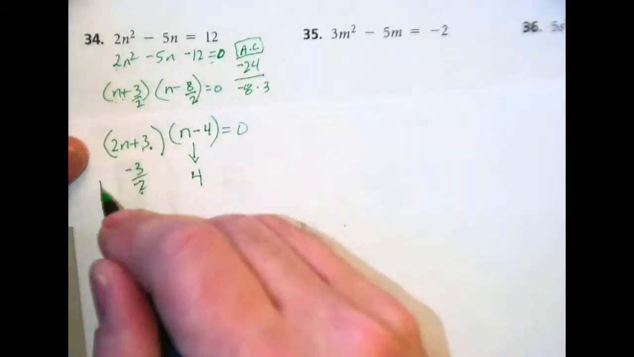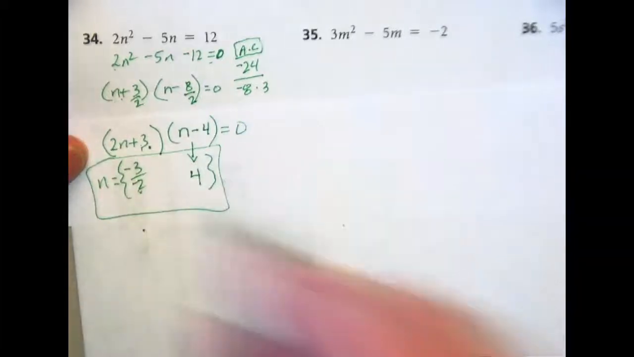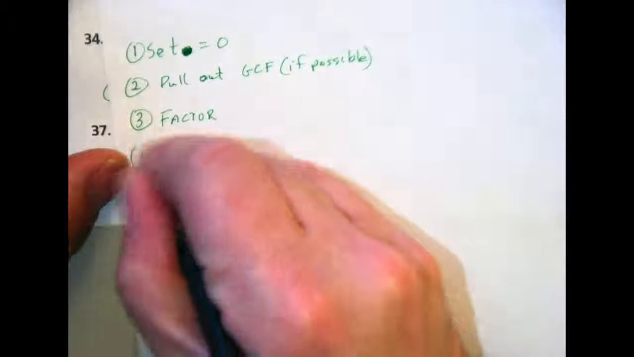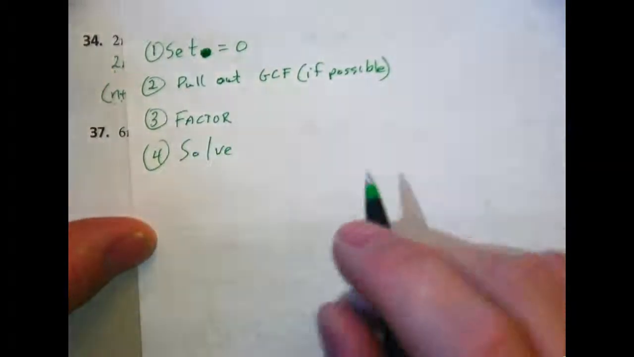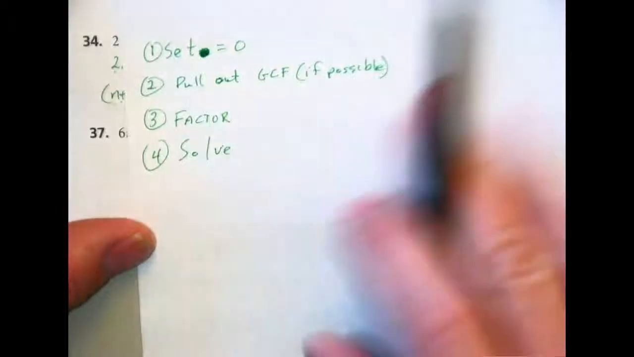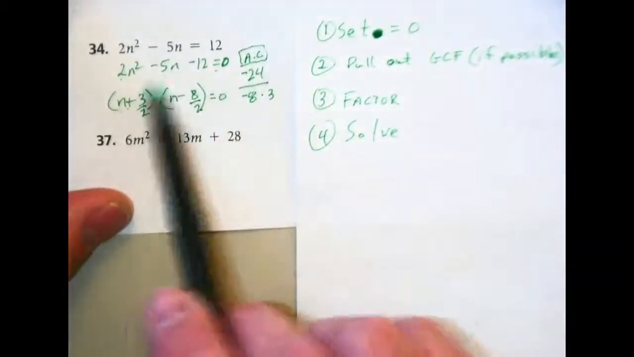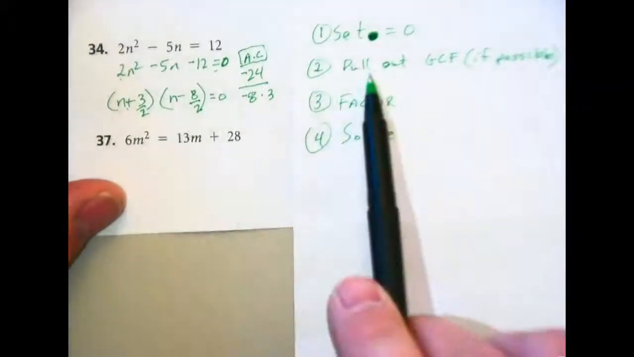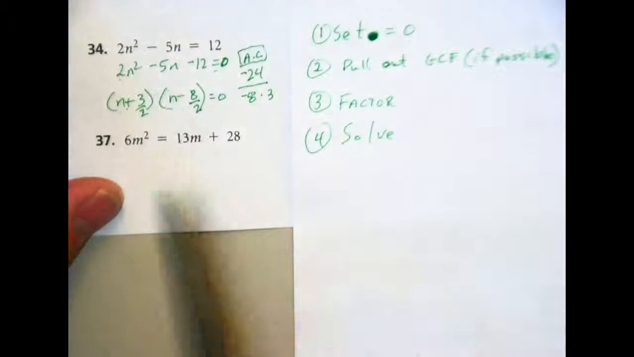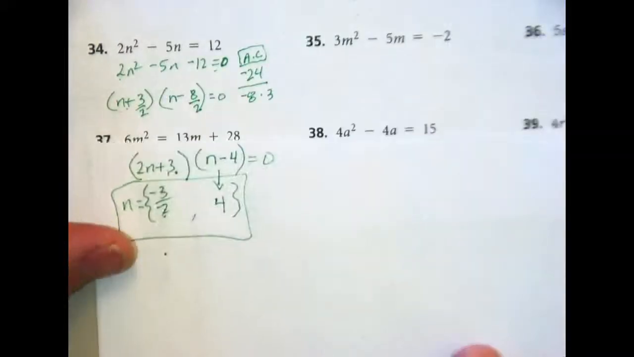You guys, so here are the steps that we've gone through. This is the last thing here. Number 4 is solve. Hopefully you have something that you could put next to each of those steps. We did a lot of it in this problem. We had to set it equal to 0, so this would be a good example to have. We had to pull out a greatest common factor, or try to. It doesn't work. We had to factor. And then the last part was solve.